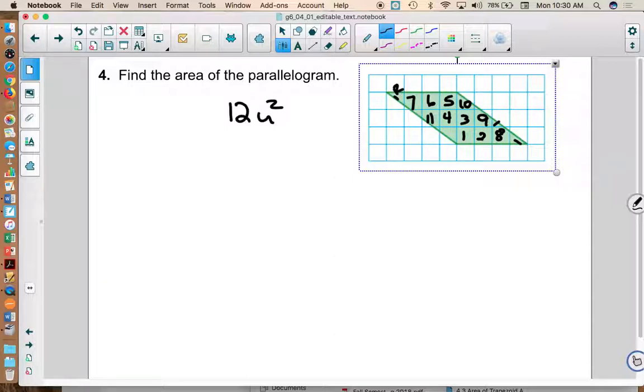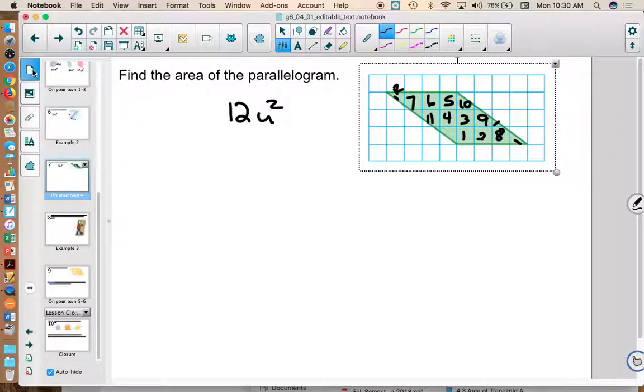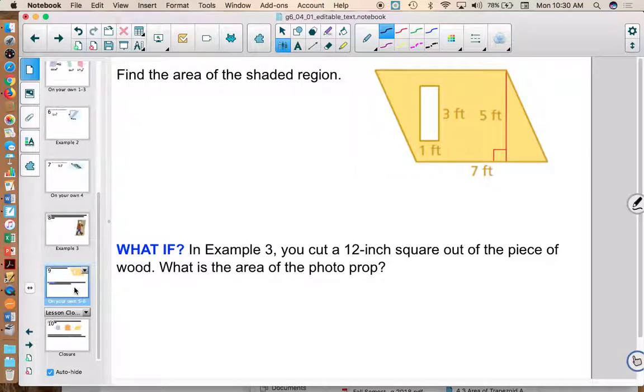Do we count the 12 units? It's proof. It's what's inside, okay? Area is used when you want to paint a room. It's important if you need to paint a room.